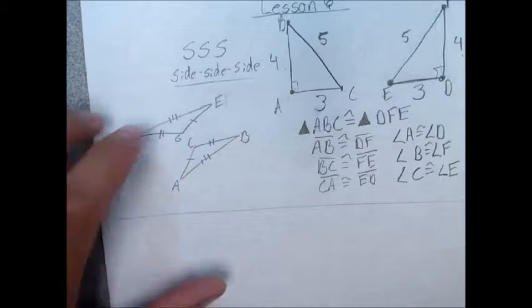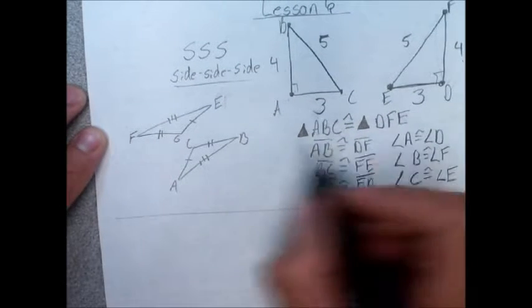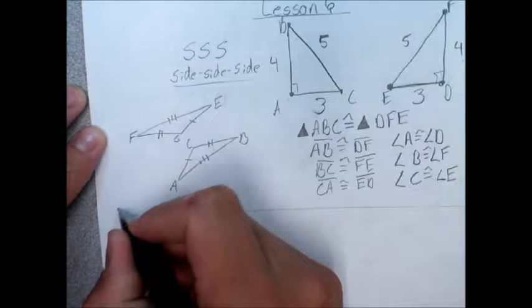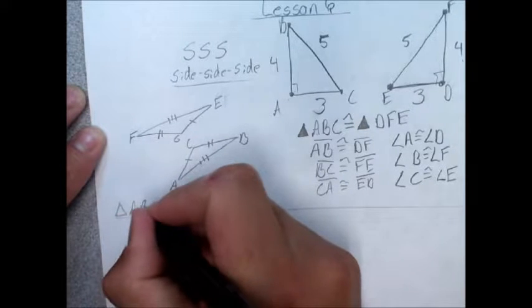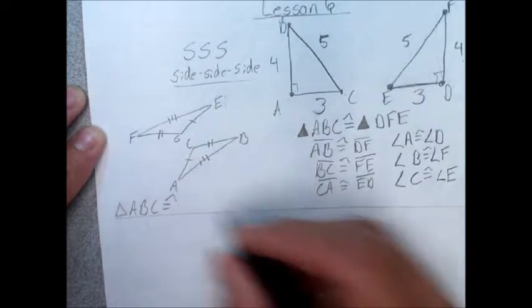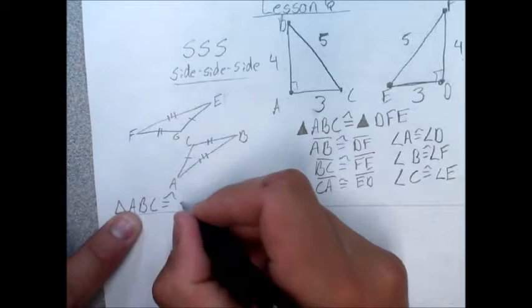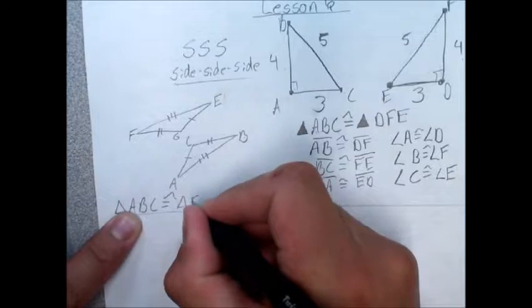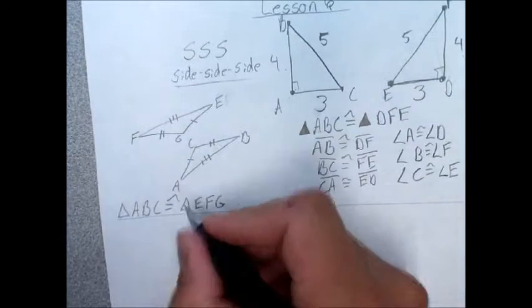Alright, so looking at this picture, I can still write the congruency statement right there. So I'd say triangle, and then I just name the first one, ABC, is congruent to, and then I'm going to look. AB was actually EF, so triangle EFG. Okay.